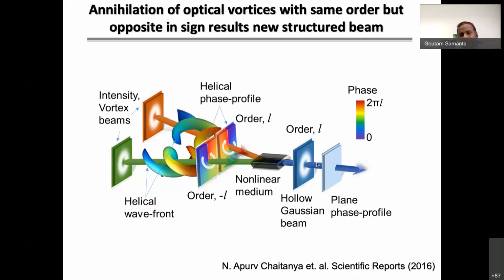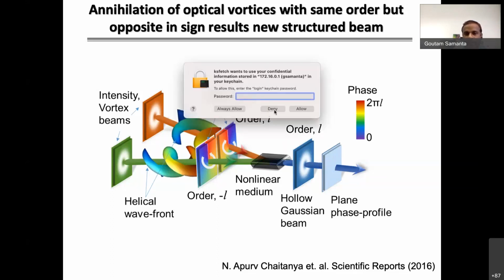Basically, this can be understood something like this. If you have a right-handed screw hole, with a right-handed thread, and you try to push a left-handed screw into that hole, you will be polishing off all the threads. That is what is happening. In the case where one vortex is rotating in a clockwise direction and the other in an anti-clockwise direction, they cancel their phases, and the resultant phase will be a constant phase, or a plane waveform.